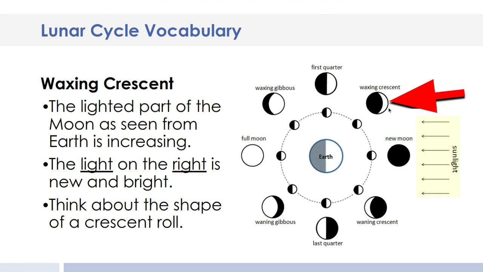This would be the shape of what a crescent roll would appear to look like. So you can see that the light is beginning to grow on the right. This is your view from Earth. This is what it would look like if we were out in space looking at the Earth, sun, and moon.